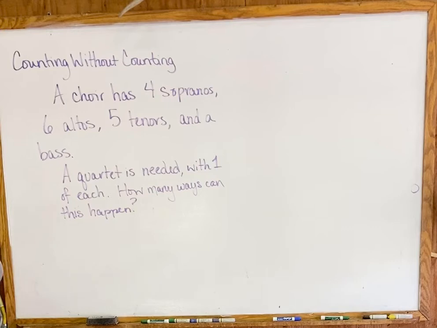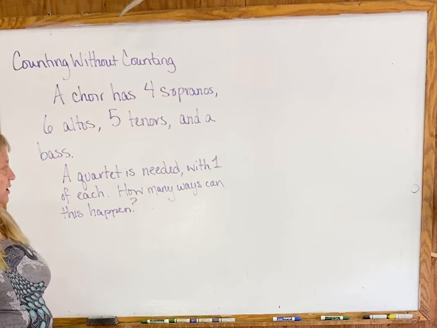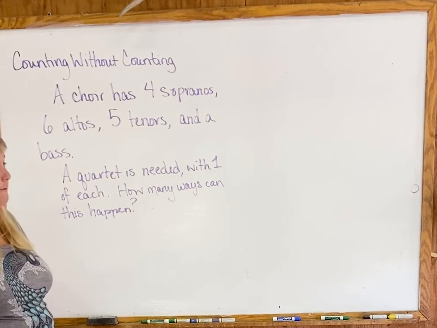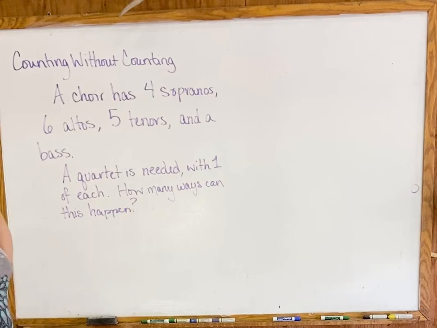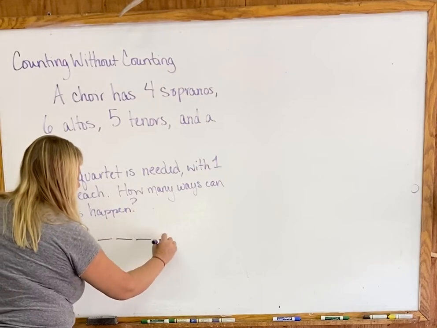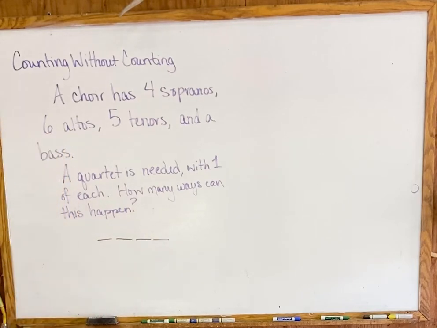Okay, so a choir that has sopranos, altos, tenors, and a bass needs to put together a little quartet to do some little thing, and they need one of each of those. So we want to know how many ways this can happen. We're choosing one of each, so we can always try to start off with the pigeonholing.